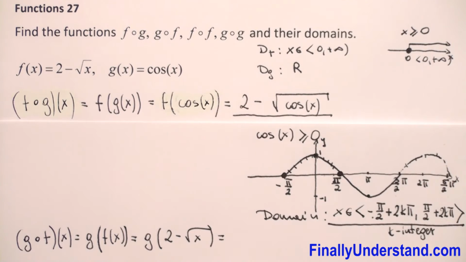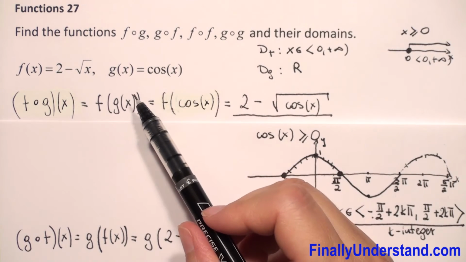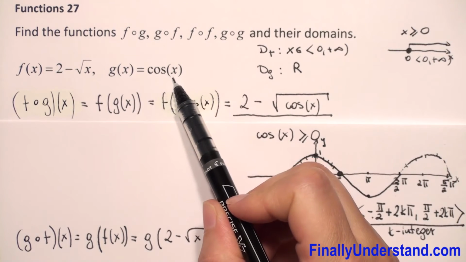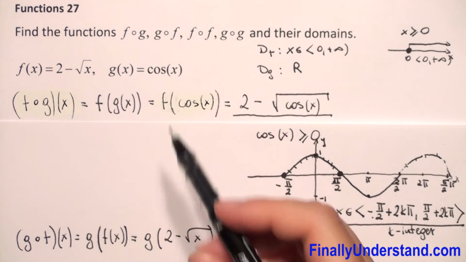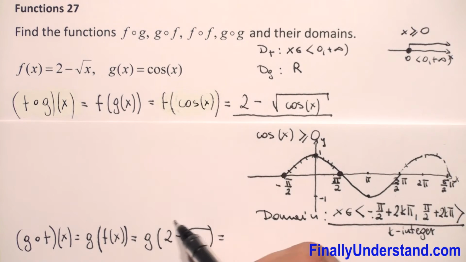This is equal. Now we have to go to our g function. Our g function is cosine of x, and x we have to replace by whatever we have here in parentheses.